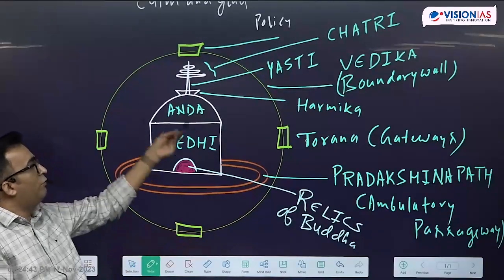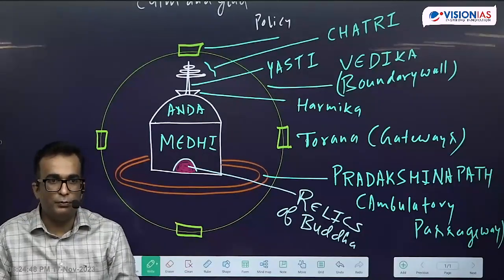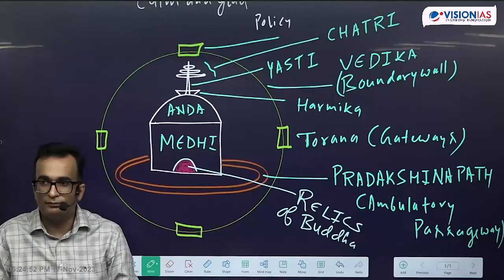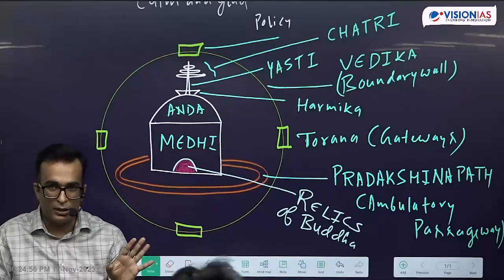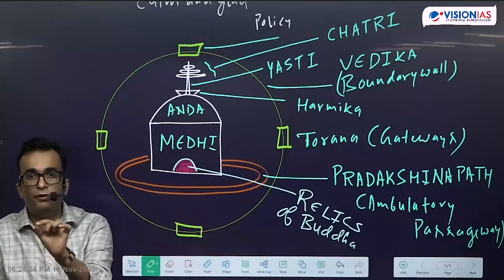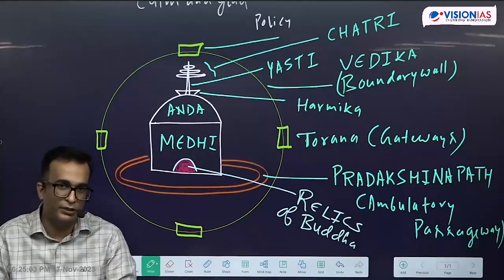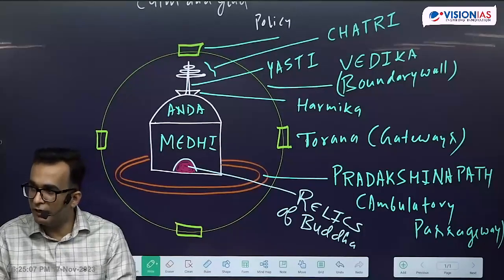So there are four gateways in the stupa, okay? Four gateways in the stupa. They are indicative of many things. So what do they indicate? They indicate not only the four directions, अब इसको ध्यान से समझना, not only the four directions but also four important life events of Buddha. What are these four important life events?